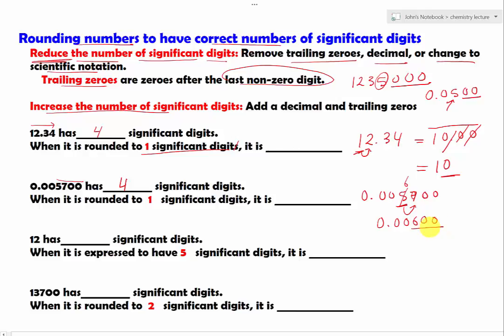But still, we have 3 significant digits. We only want 1. So what can we do? We remove the trailing 0. I remove 1. Now it has 2. I remove another 1. Now it has 1. So our answer is 0.006.